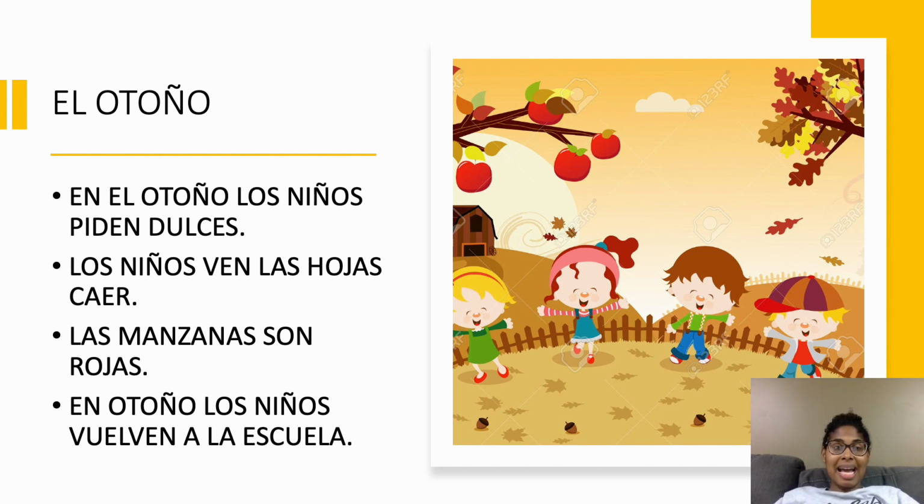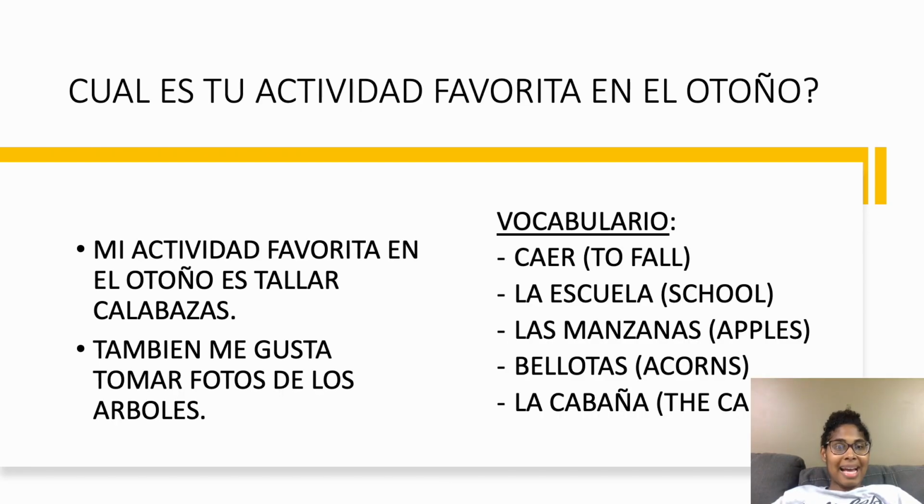Las manzanas son rojas. So in this photo, what looks red to you? These are red. Las manzanas. These are apples. En otoño, los niños vuelven a la escuela. In the autumn or in the fall, the children vuelven means to go back to school. Escuela means school. And then last, you know what this means.